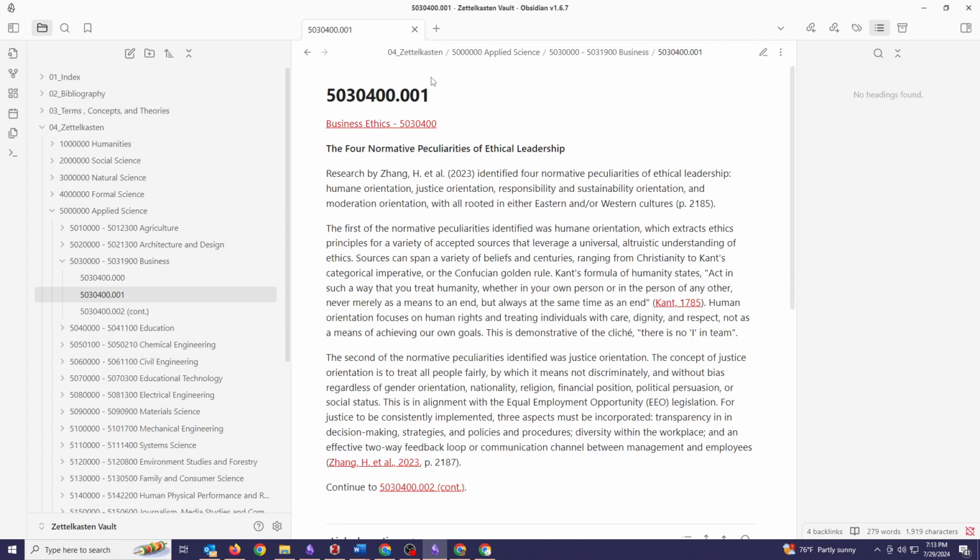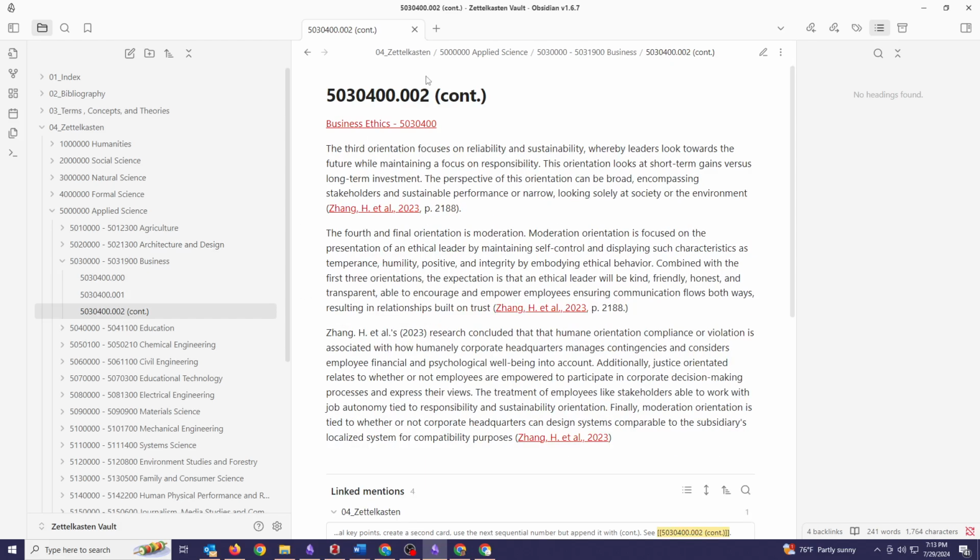The second card in order is on the same overall concept in that it's talking about business ethics, but here it's talking about the 4 normative peculiarities of ethical leadership. And as you can see, this is one of those cards where I'm at 279 words. Okay, I went a little bit over. But that's okay because I have this continue here. But for the most part, I've stayed within my limit of a card. So I had to continue. There was more information on this than I could fit on one card. So I created a second card.